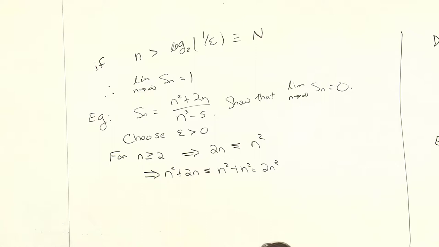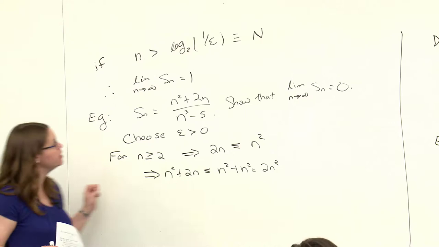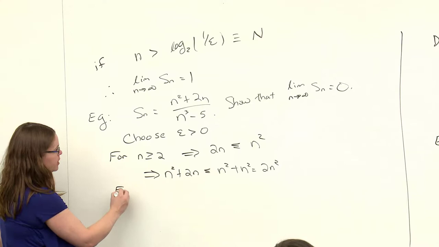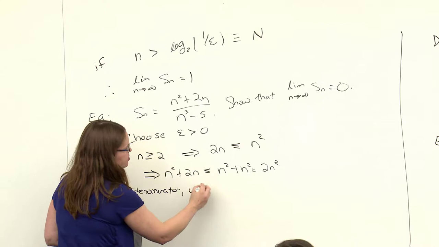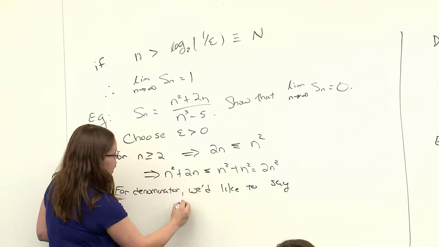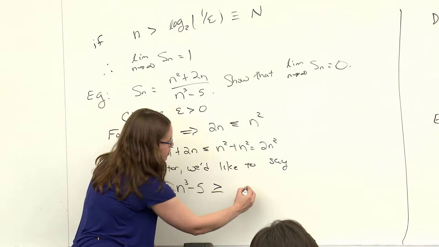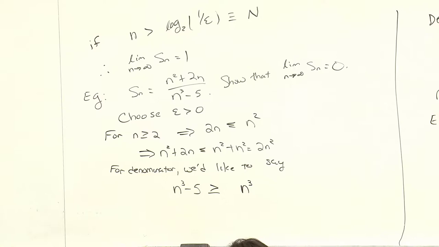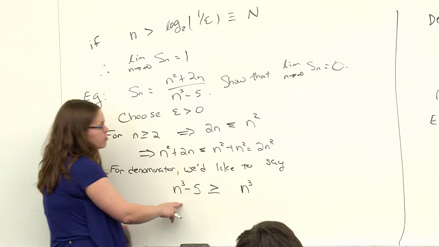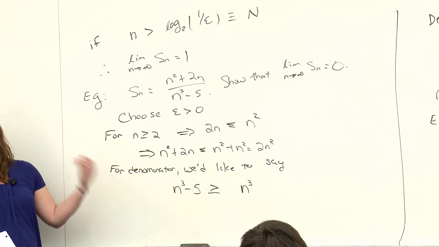Okay, I want to do the same kind of trick with my denominator. I want an inequality that's going the other way around. So for the denominator, we'd like to say something like n cubed minus 5 is bigger than or equal to something. And we'd like to have it in terms of n cubed. So I'm going to leave a little space here. Okay, as I've written it now, I can't make that work, right? But let's try to just put a constant in front of this. As long as it scales like n cubed, I'm kind of happy. I expect to get behavior that looks like n cubed. So maybe we can try to do this.